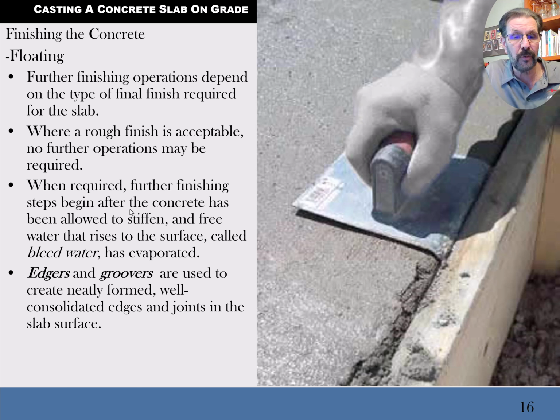So edgers and groovers are used to create neatly formed, well-consolidated joints and edges in the slab surface. But you have to start by roughing them in with a float edger or a float groover first, and then later, when you're doing the finishing, you can come back and retool those joints with a finish edger.